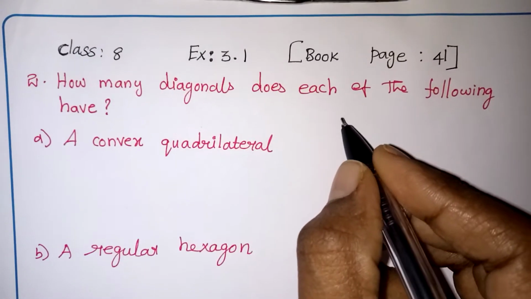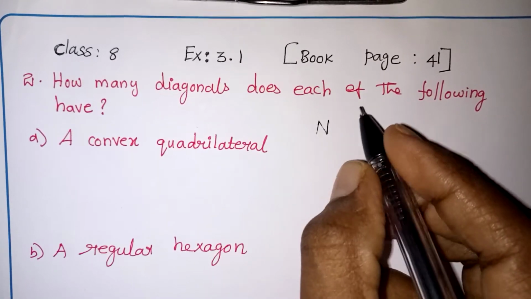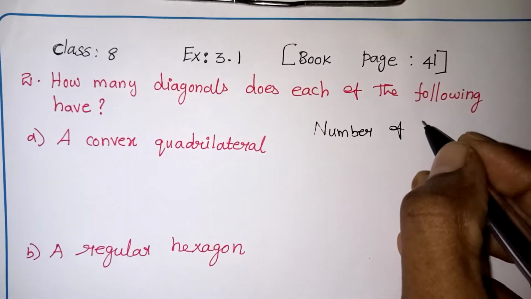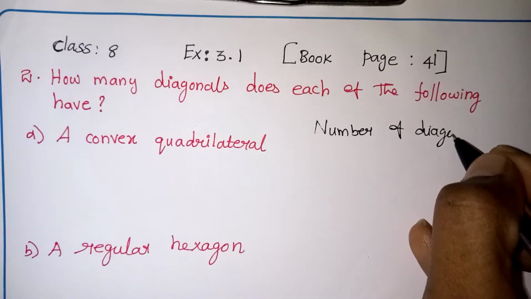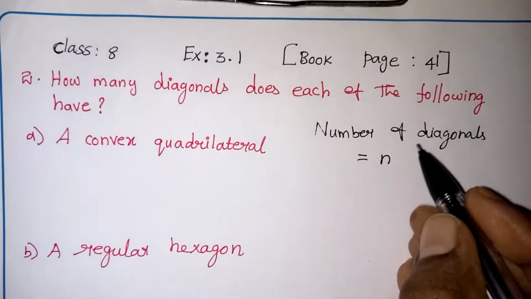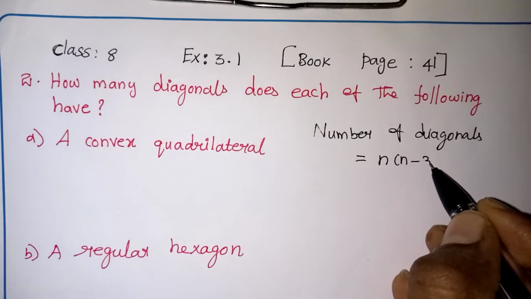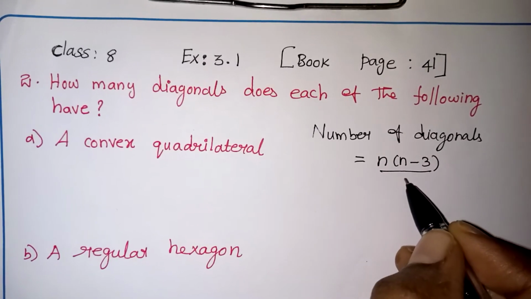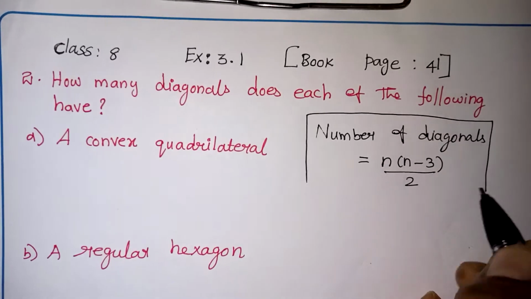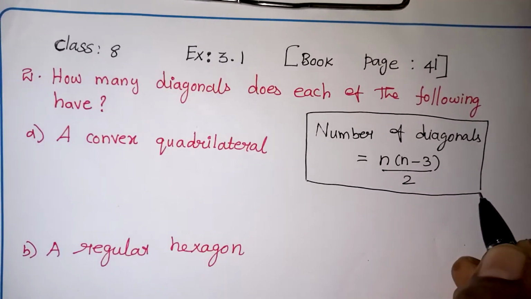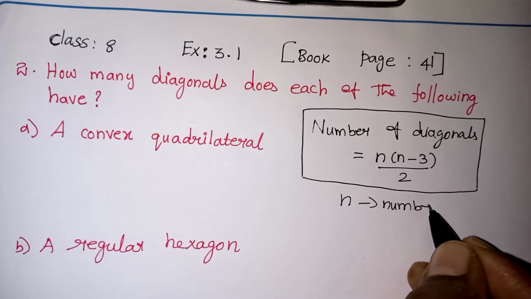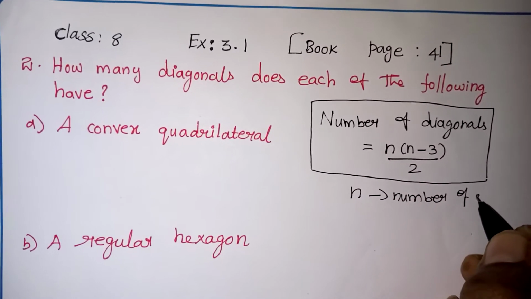So first we must know the formula for the number of diagonals for a polygon. Number of diagonals is equal to n into n minus 3 by 2. So this is your number of diagonals formula. Here n is nothing but the number of sides for the given diagram.